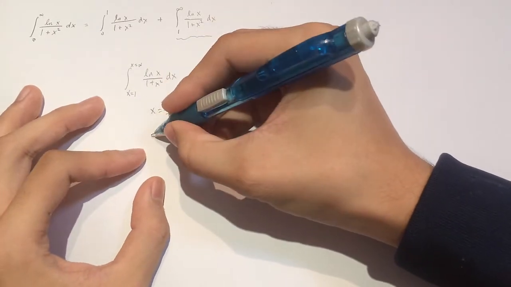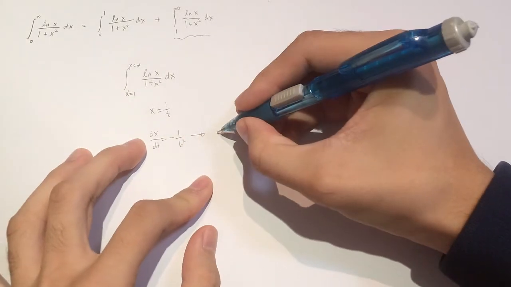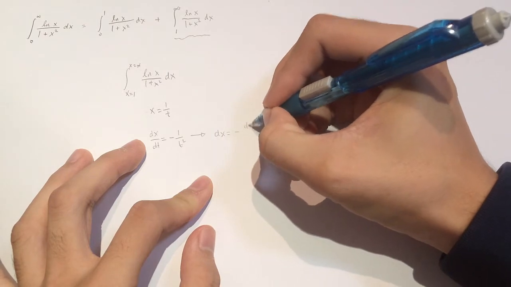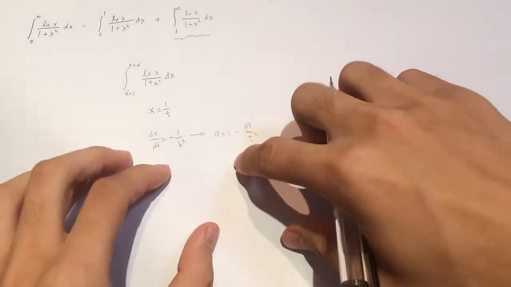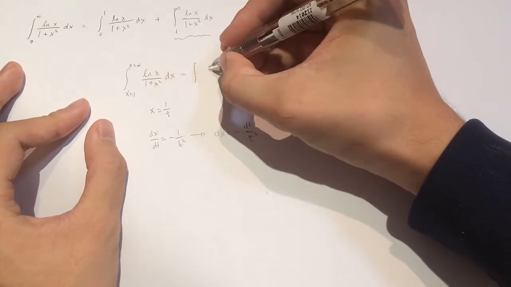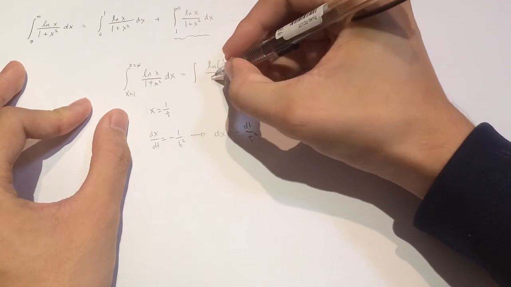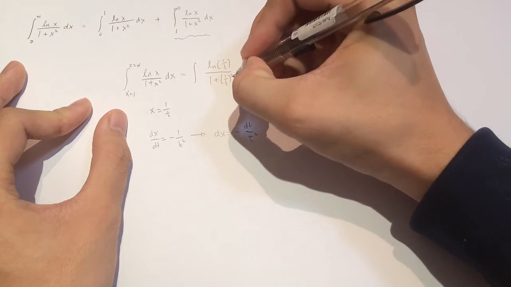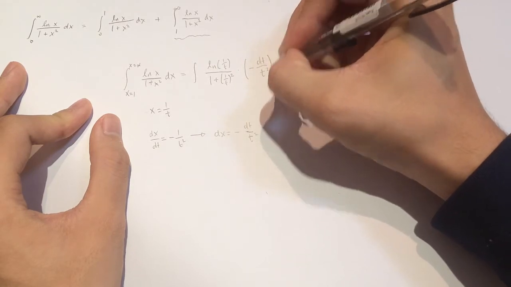So if x equals 1 over t, then dx over dt equals minus 1 over t squared. This could be verified; you could probably figure it out yourself. This also means that dx will equal minus dt divided by t squared. And so now I'm going to substitute all of these things back into this integral. So now it looks like this: the integral of natural log of 1 over t divided by 1 plus 1 over t squared, times minus dt over t squared, like that.